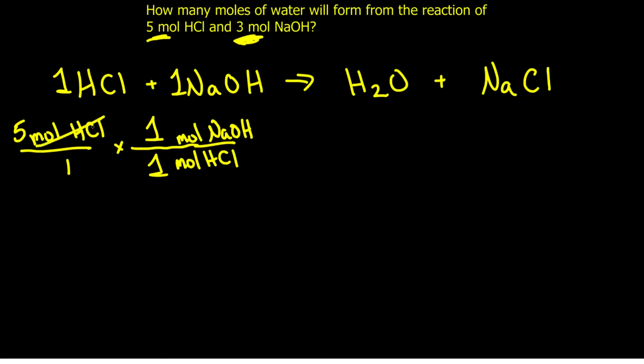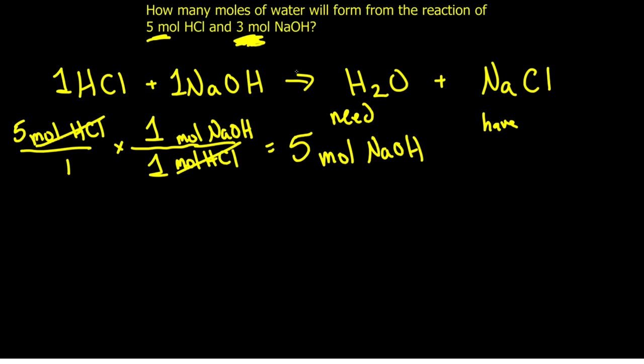So before I do this math, I cancel out my units. So 5 times 1 divided by 1 gives me 5. And what's left over is moles of sodium hydroxide. So what this tells me is I need 5 moles of sodium hydroxide. Well, how much do I have available? Well, that's 3. I have 3 moles of sodium hydroxide.